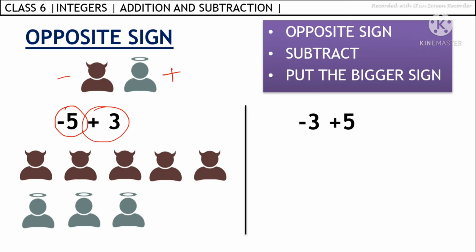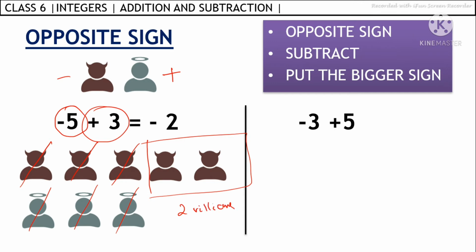Now we can see we are having some heroes and some villains, so there will be a fight. So one villain cancels out one hero, one villain, one hero, one villain, one hero. So who is left out now? Now two villains are left out. So two villains mean two negatives. So two negatives is written as minus 2, right? Villains we have taken as negatives, so two negatives is written as minus 2.